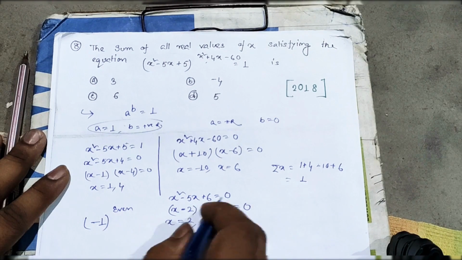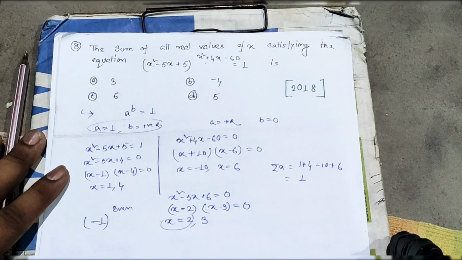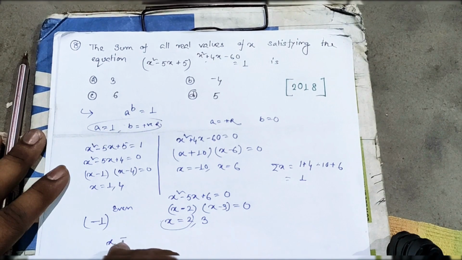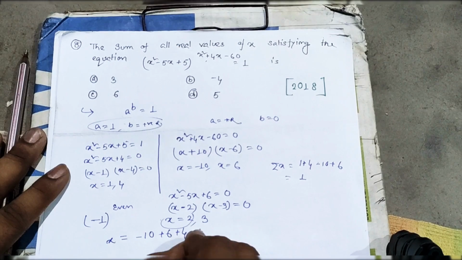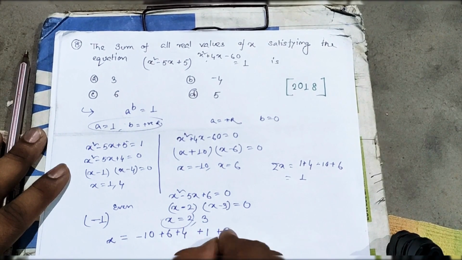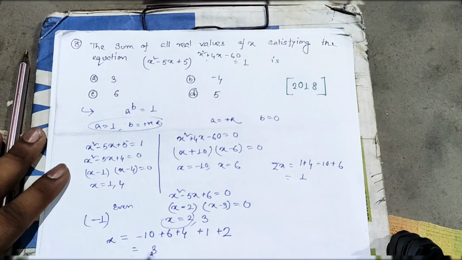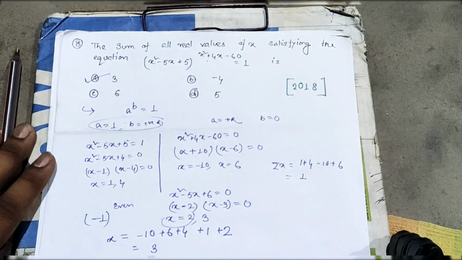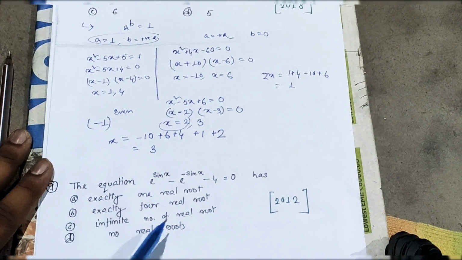So if I add from here, x equals to 2 is selected. So if I add all of these, I will get x equals to minus 10 plus 6 plus 4 plus 1 plus 2. So I will get it is equals to 3. So the option A is correct option. It is a little bit tricky question. You have to solve in this way.